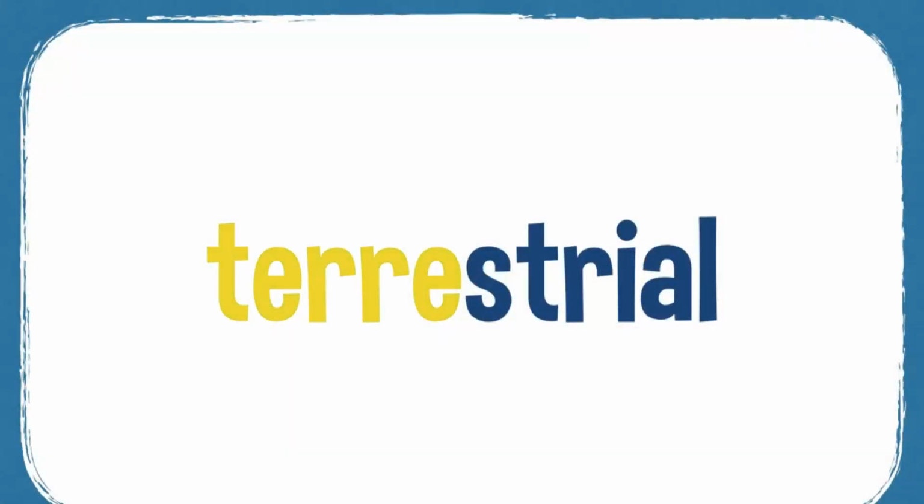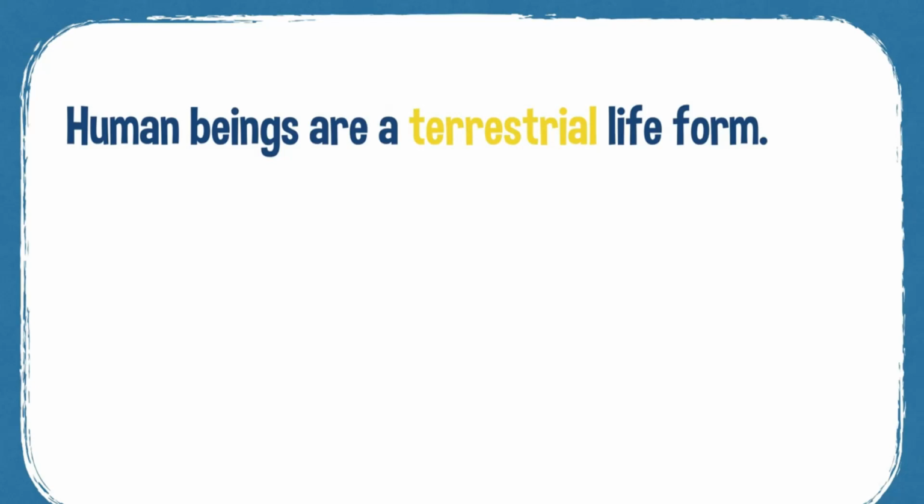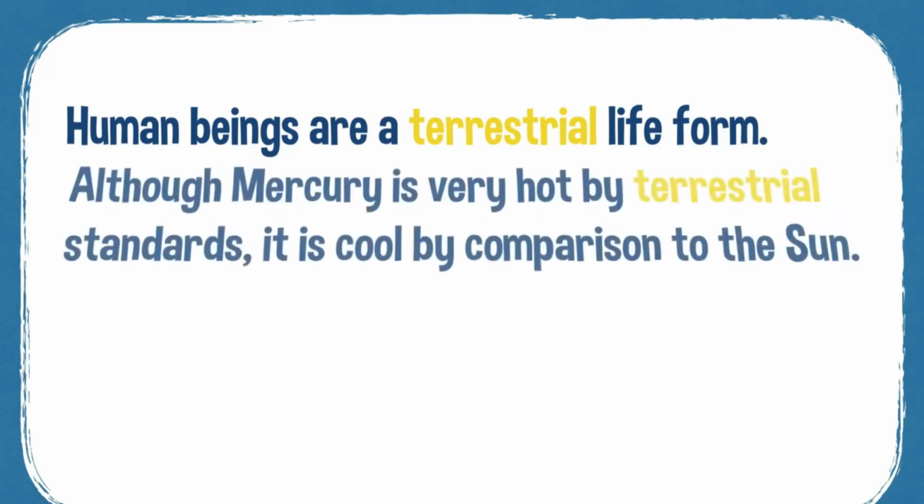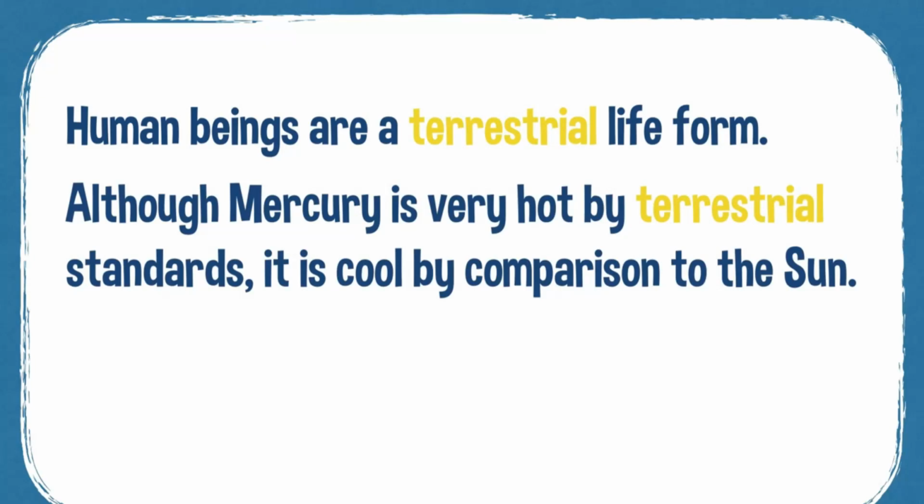In Latin, the word terra, T-E-R-R-A, means earth. So anything that starts terra is to do with earth and land. So here we are, human beings are a terrestrial life form. Although Mercury is very hot by terrestrial standards, it is cool by comparison to the Sun. So by Earth's standards, it's very hot.